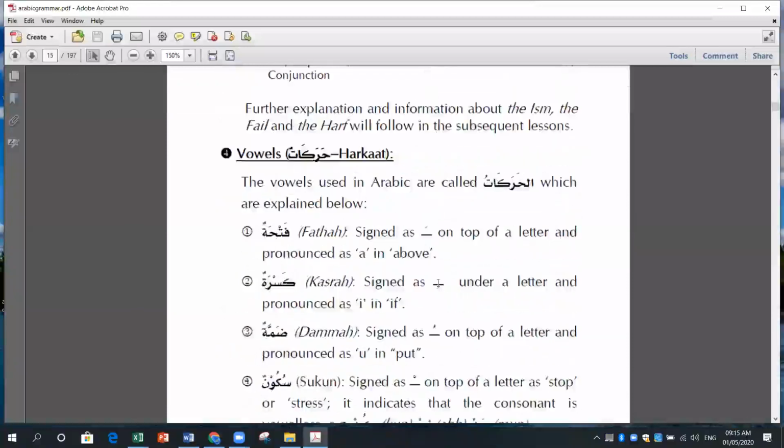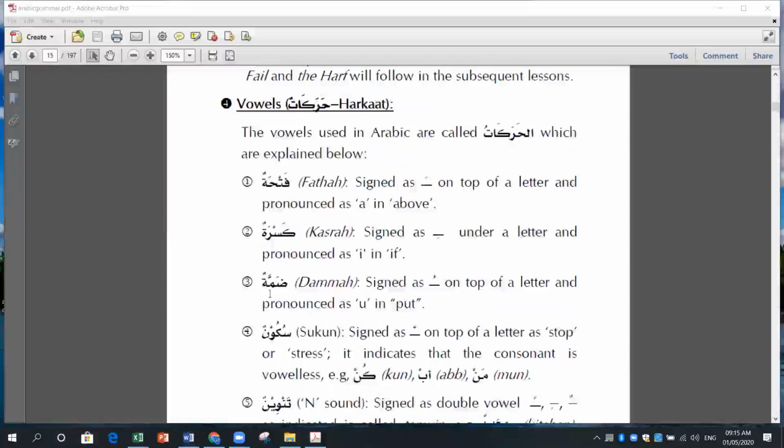Now the vowels. Vowels means harakat. And Alhamdulillah, Rahila already told me that she knows the names of these harakat. Fathatun is the sign on the top of a letter, and it is pronounced like fa'ala. Kasra is the sign under a letter, kasratun, and dhammatun is on the top in this form. I hope, mashallah, everyone might be knowing these.